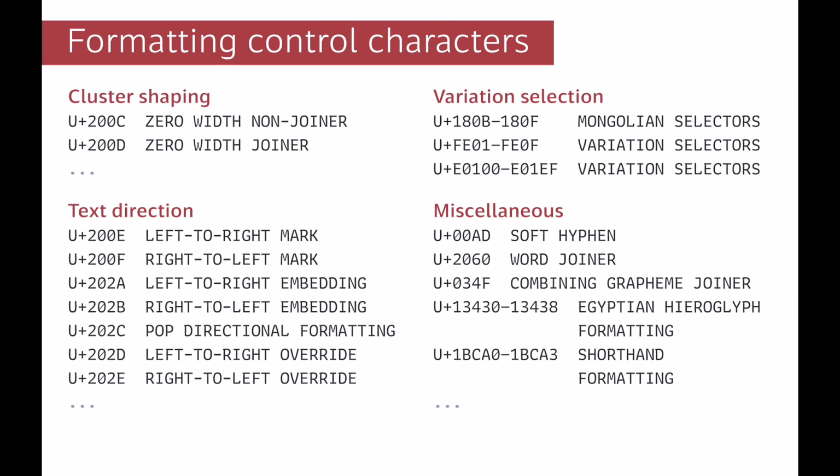There are many kinds of formatting control characters, only a few of which are identified here. Some of them are specific to individual writing systems, others have more general purposes. In this presentation, I'm going to be talking about the first two, zero-width joiner and non-joiner, in the context of cluster shaping of Indic scripts. But the text mode concept with which I will end the presentation could easily integrate variation selectors.